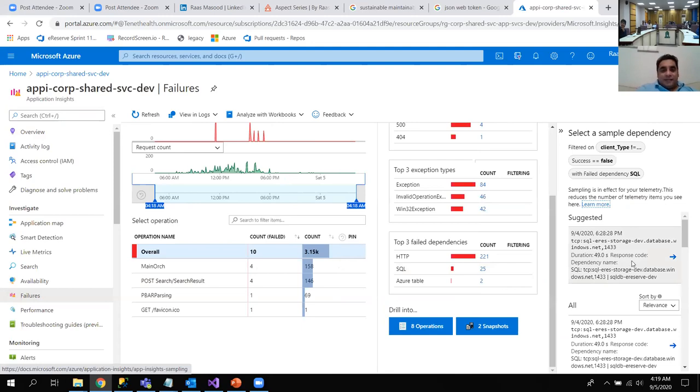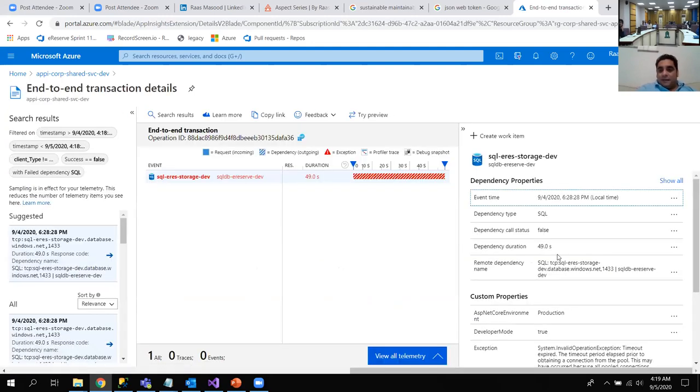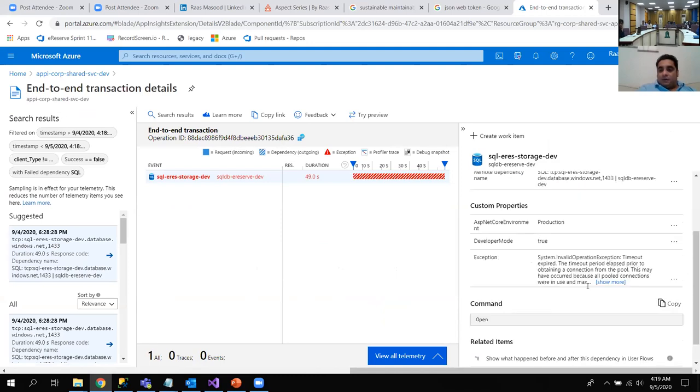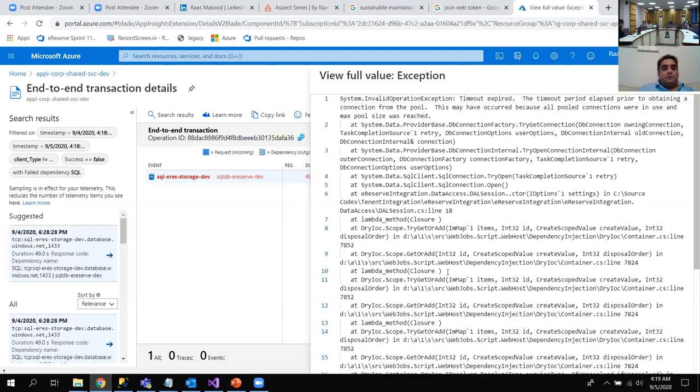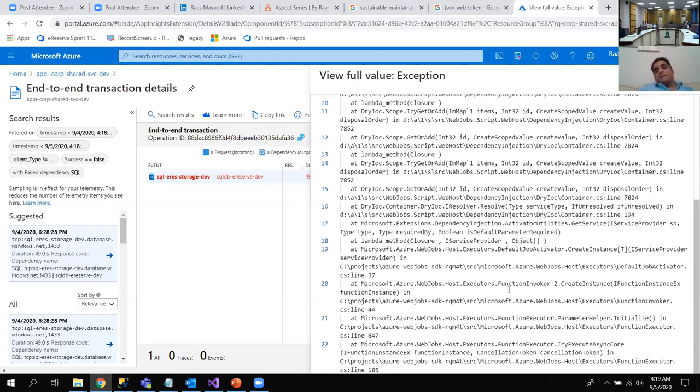When I click here, it is telling me that I made a call and it timed out, something like that. Then it gives me a complete stack trace: which line number, which function failed, in which part of the code, what failed, everything is coming here. This is just one aspect of an enterprise-class application, where you want very good diagnosis and a very good understanding of what's happening in your application while it is in production, so you can take preemptive measures against problems.